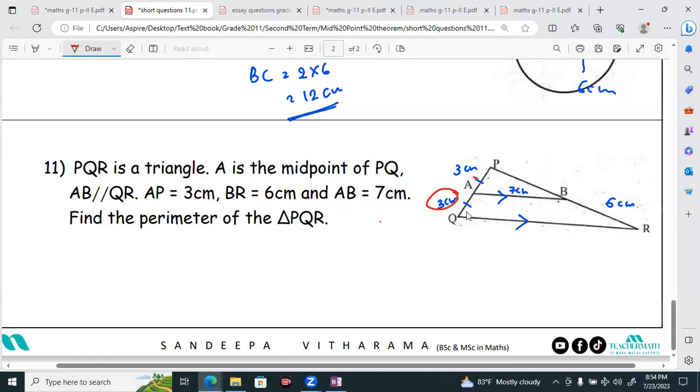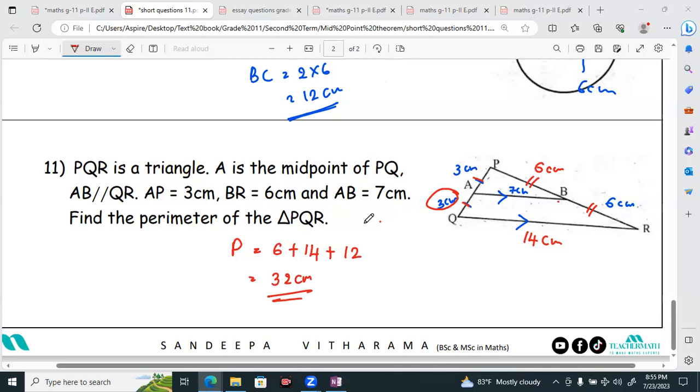As it is given that these two are equal, that means A is the midpoint, and this is a parallel line, so it bisects. Then it is 6 centimeters. As this is the midpoint, AB is half of QR, so QR is 14 centimeters. Then to find the perimeter of PQR, 3 plus 3 is 6, plus 14, plus 6 plus 6, which is 12. Then the answer is 32 centimeters. Did you get that answer?